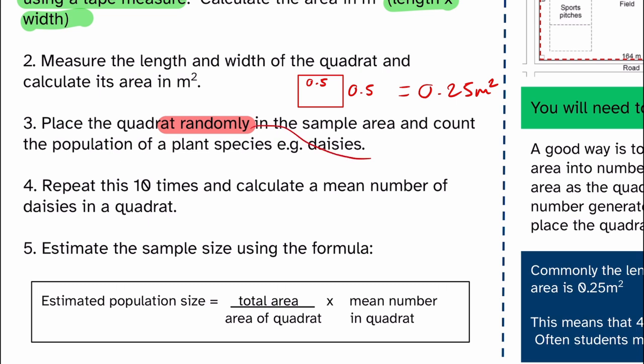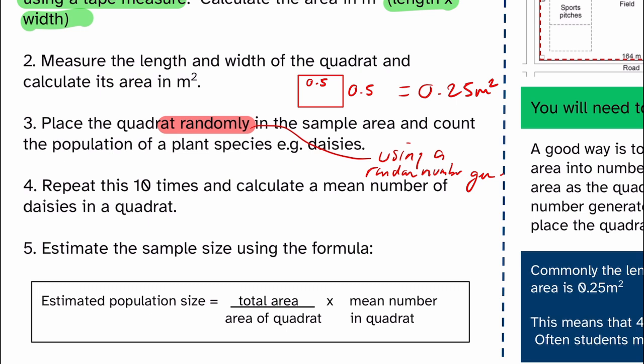So you just say put the quadrat randomly using a random number generator, and then count the number of plants that you find in there. Okay, you do it in 10 different areas of the field, and then you calculate a mean. So again, this is one where they're going to get you to calculate a mean.